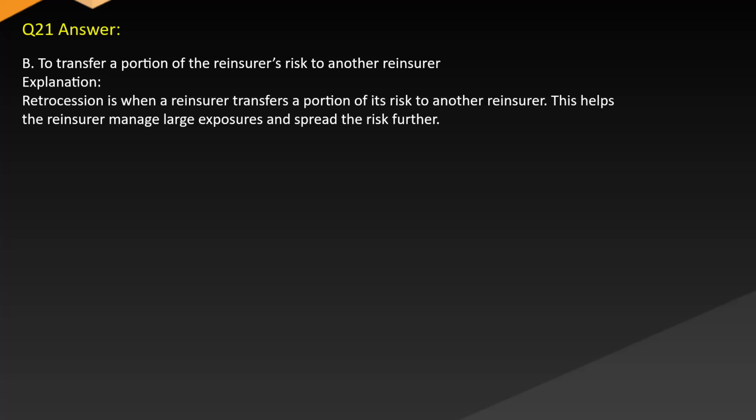Answer: B. To transfer a portion of the reinsurer's risk to another reinsurer. Explanation: Retrocession is when a reinsurer transfers a portion of its risk to another reinsurer. This helps the reinsurer manage large exposures and spread the risk further.